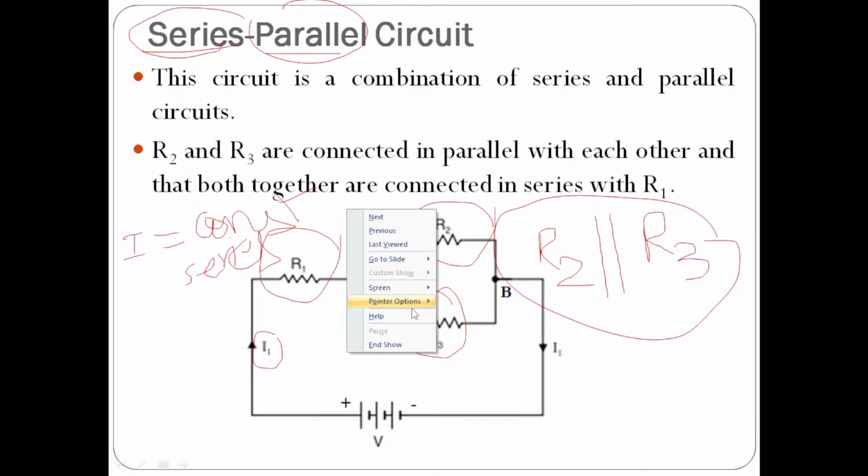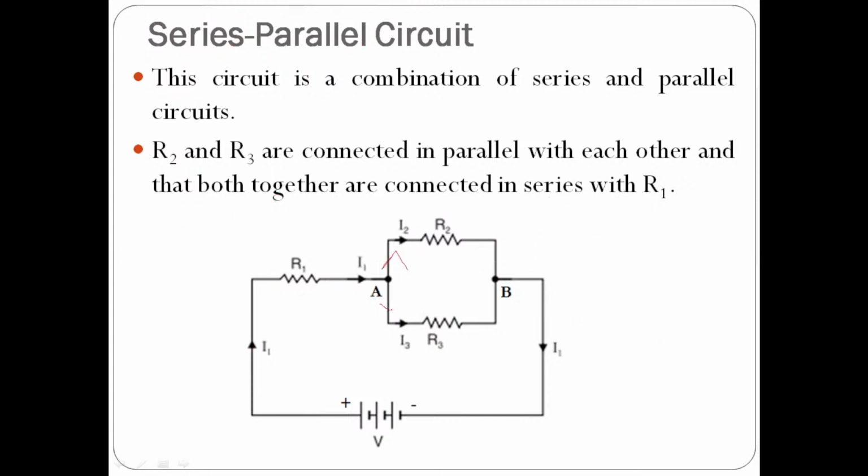Okay, here you can see current I1 is dividing into I2 and I3. So we can see R2 and R3 are connected in parallel. I2 current flows like this, I3 current flows like this. Both the currents are adding up. What is the current coming out of this branch?